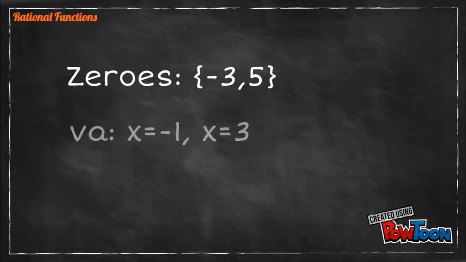Vertical asymptotes are x is equal to negative 1 and x is equal to 3. The horizontal asymptote is y is equal to 1. Now let's sketch the graph.